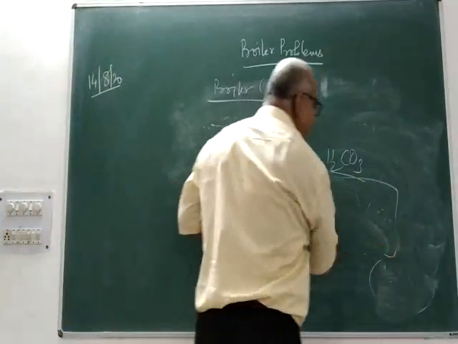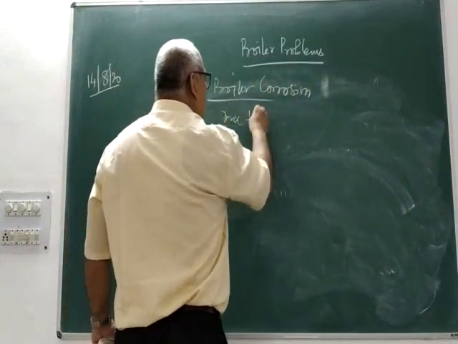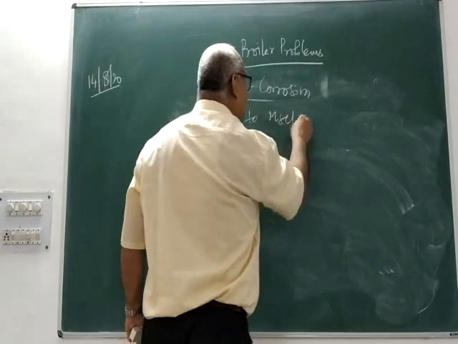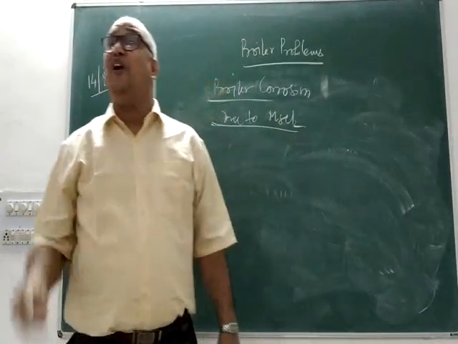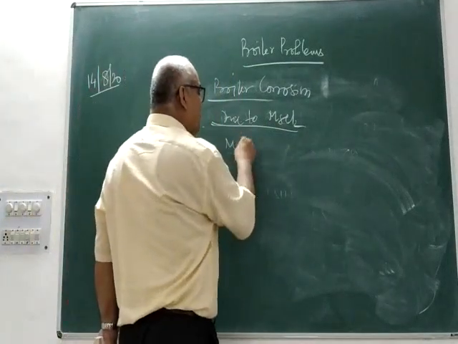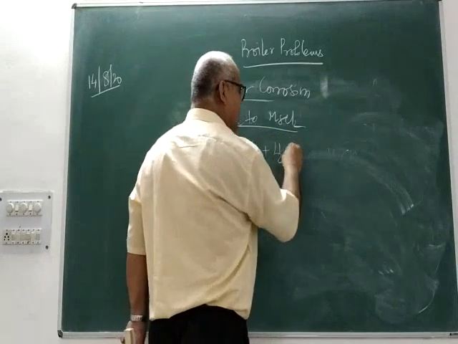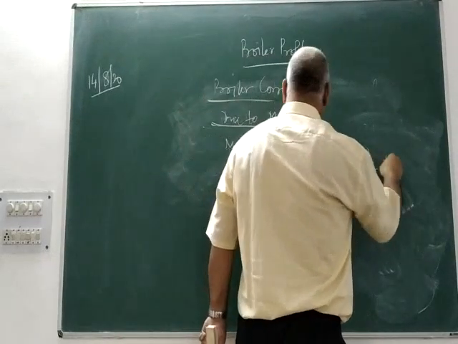And last one is due to salt like magnesium chloride. It is very, very dangerous. Whatever water we are going to use in the boiler contains dissolved magnesium chloride. Now this magnesium chloride will get hydrolyzed during boiling to produce magnesium hydroxide plus hydrochloric acid.